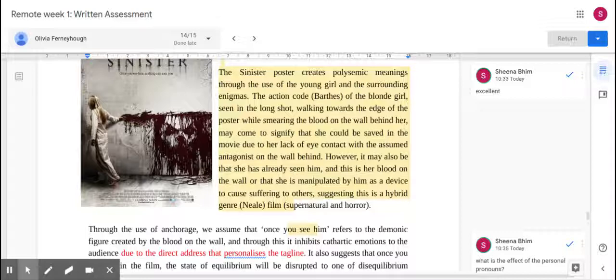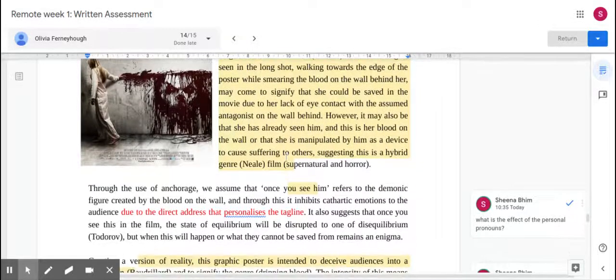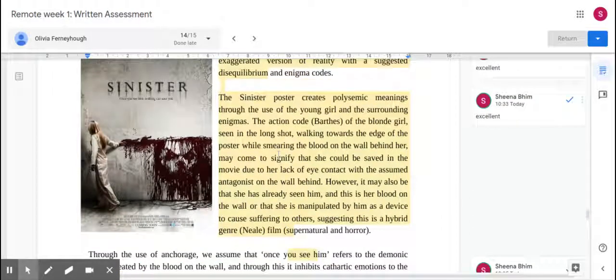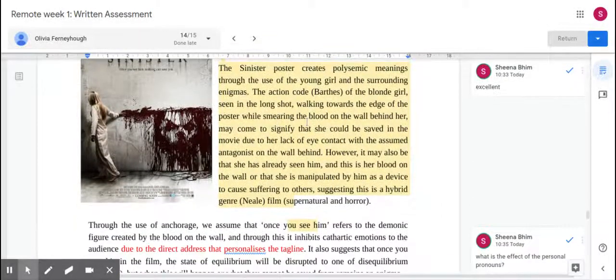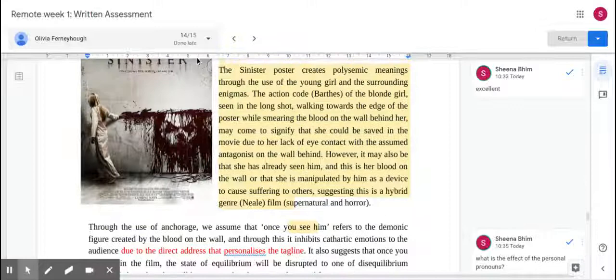So we've got that direct address, which personalises that tagline. So once you see him, nothing can save you. So that personal pronouns of you and him draws the audience into the film and helps them become part of the hyper reality, the false reality of this film.